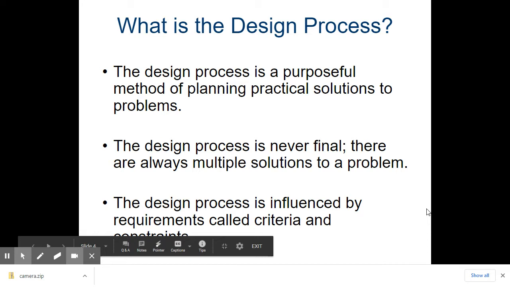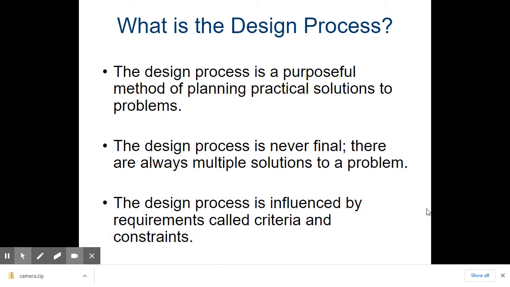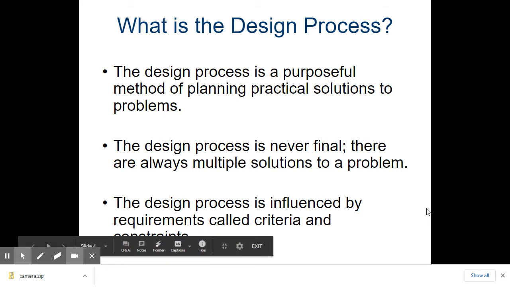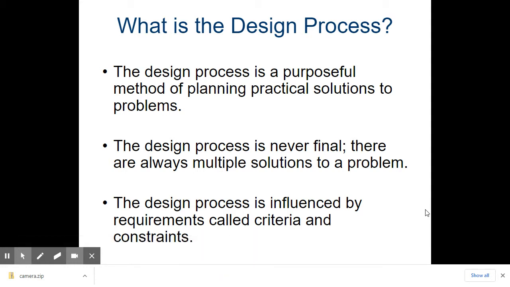So the design process is a purposeful method of planning a solution to a problem. Okay, we are going to be doing this in this class. We're going to use the design process. It's never final. There's always multiple solutions to a problem. In any class you take of mine, I'm going to talk about there's more than one way to solve a problem, and that is true of almost everything. The design process is influenced by the requirements that are criteria and constraints. Those are very important to keep in mind.